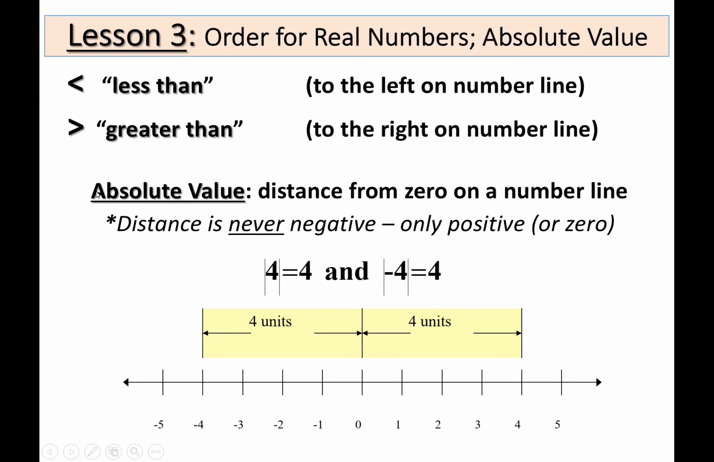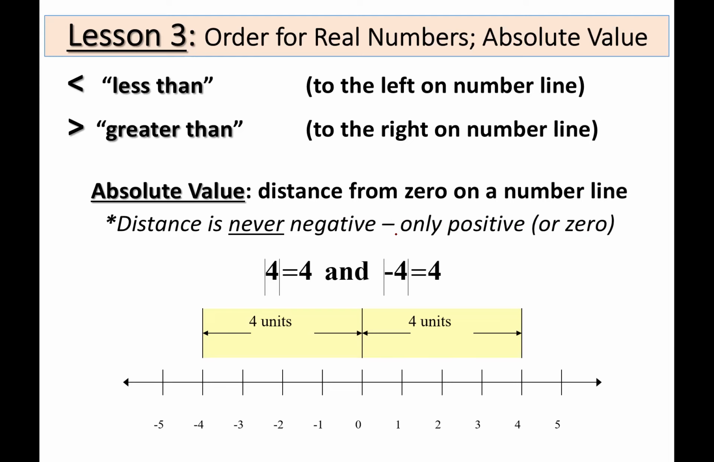Okay, and then that brings us to absolute value. When we talk about the absolute value of a number, technically the definition is the distance from 0 on a number line. So in other words, how far away is that number from 0 on the number line? Something to keep in mind, distance is never negative, only positive, or it can be 0.